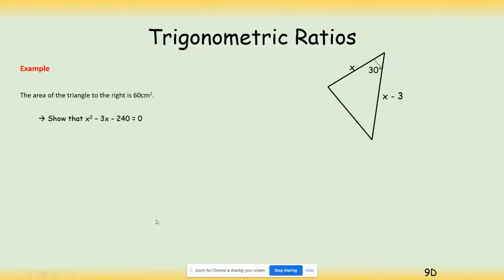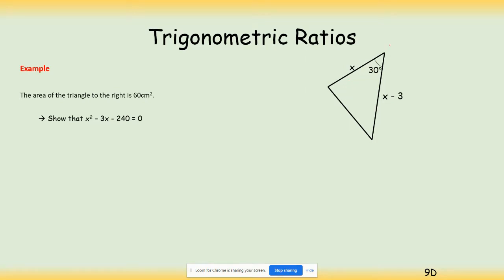Okay, so we've got another example. It says the area of the triangle to the right is 60 centimeters squared. So they give us the area. And it says show that x squared minus 3x minus 240 is equal to 0. And when we look at the diagram, we can see then that one side is x, another side is x minus 3, and the angle in between them is 30 degrees.